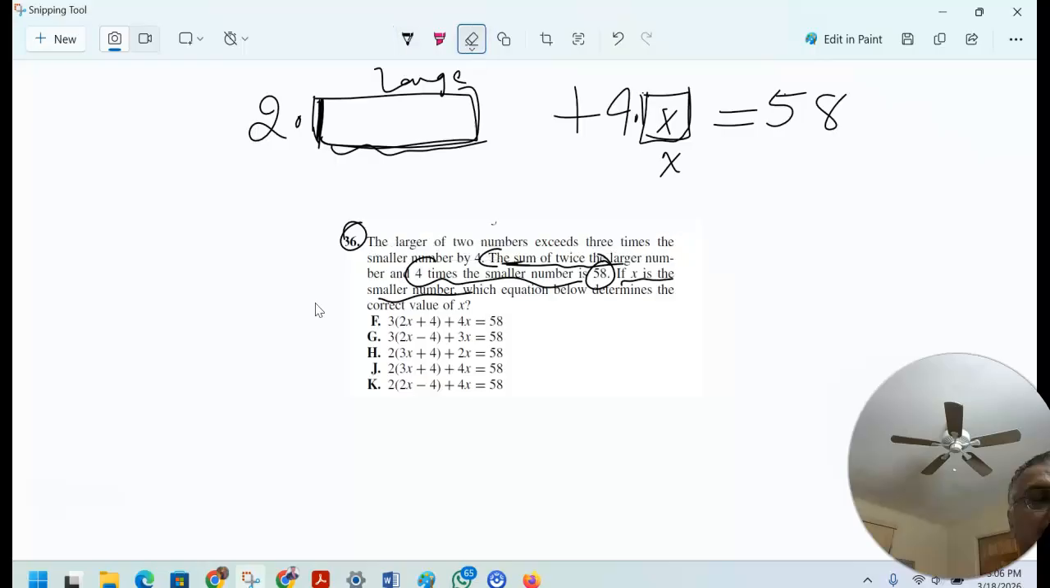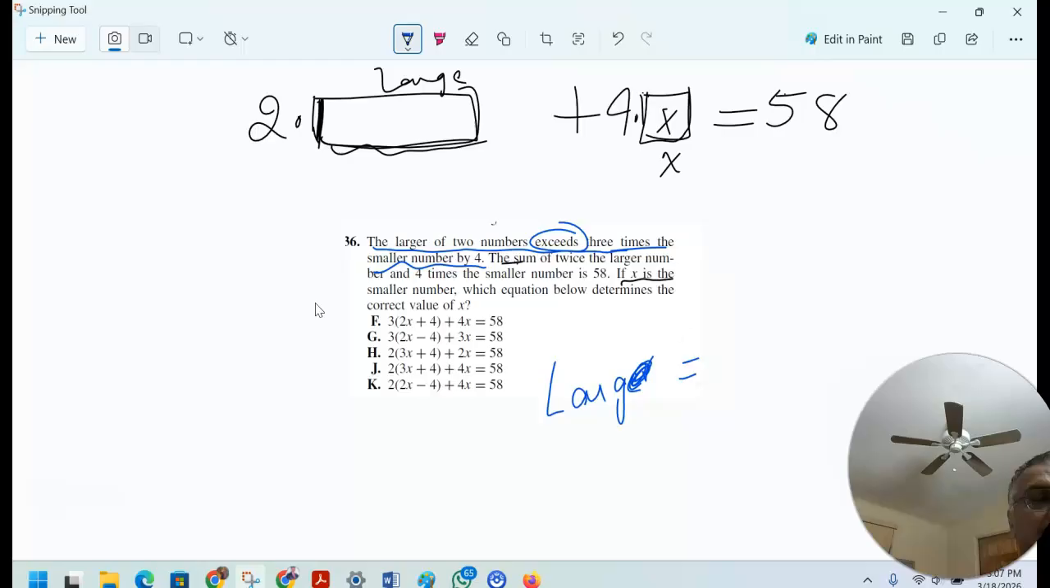If you look at this, of course, I hope you guys are trying this. The larger number exceeds 3 times the smaller number by 4. Now, these English words are so confusing. What does that mean? It means the larger number is bigger. So exceeds basically is bigger. The large number is 3 times the smaller number, by how much? Plus by 4. So that means it is by 4.